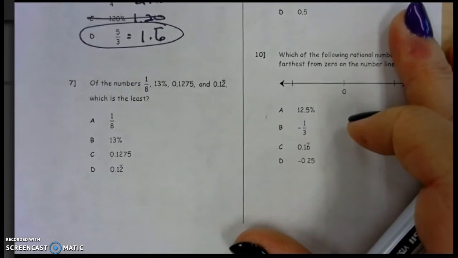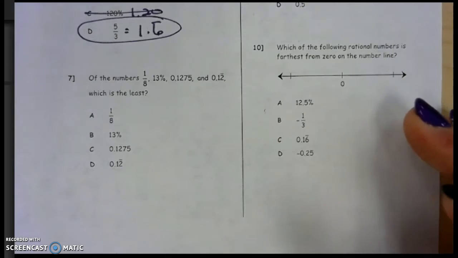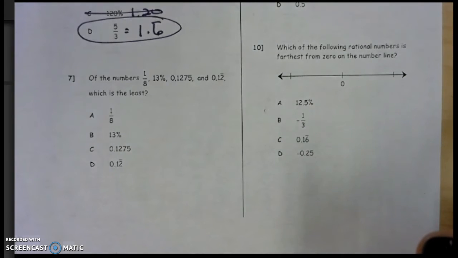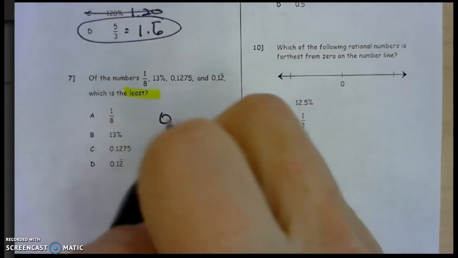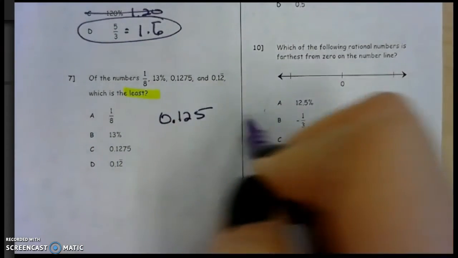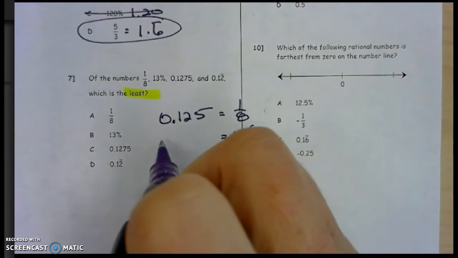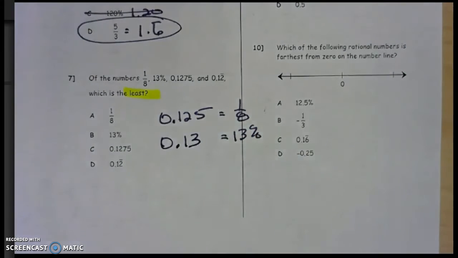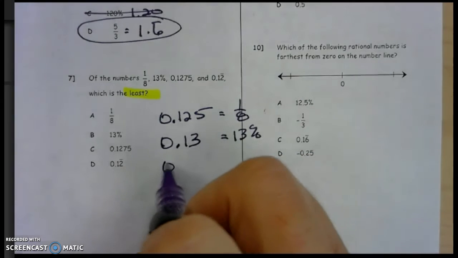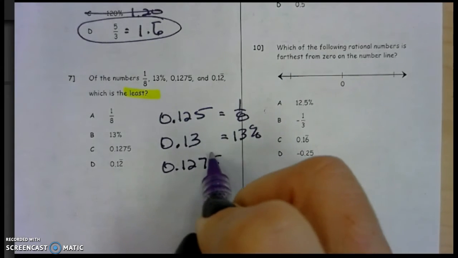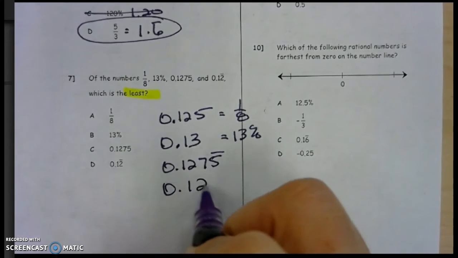Number 7, of the numbers 1/8, 13%, 0.1275, and 0.12 repeating, which number is the least? Which number is the smallest? 1/8 you need to convert, and it is 0.125. That's 1/8. 13% is 0.13, and then you've got your 0.1275 with a repeating 5 and 0.12 repeating.